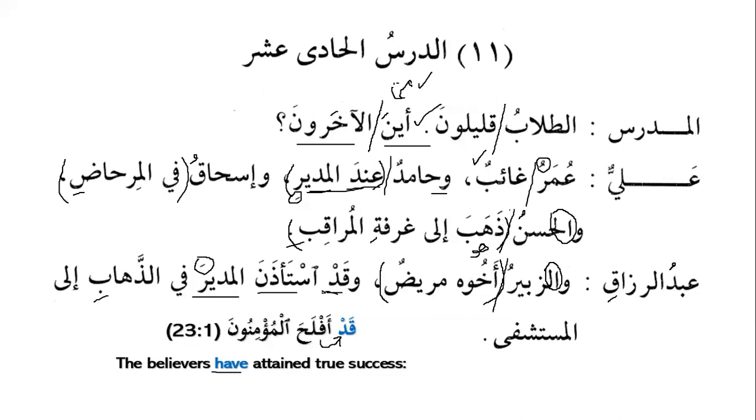We know that qad is majzoom, that is, the dal is sakin. So when we connect it, you can see here that the hamza of ista'dhana is hamzatul wasl. Why is it hamzatul wasl? The small sad tells us that this is hamzatul wasl. So we will say وَقَدْ إِسْتَأْذَنَ الْمُدِيرَ, and he has taken the permission of the manager فِي الذَّهَابِ إِلَى الْمُسْتَشْفَى, to go to the hospital.